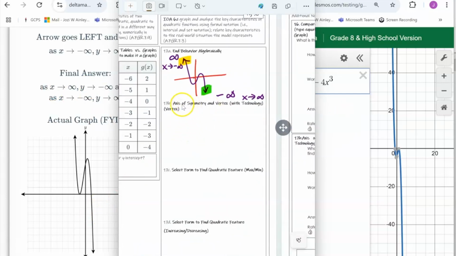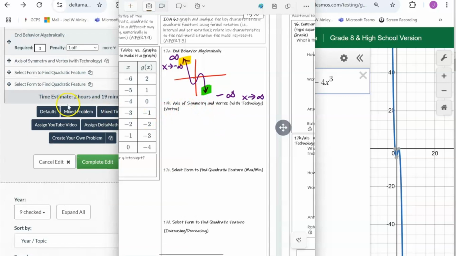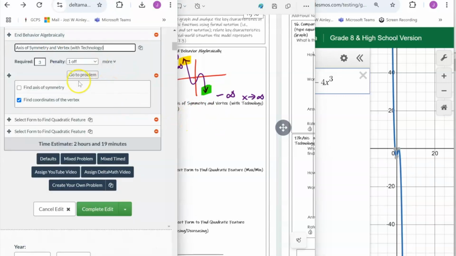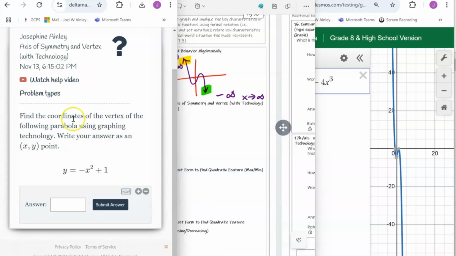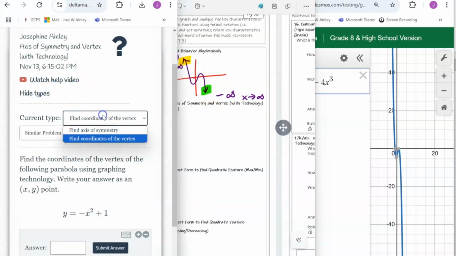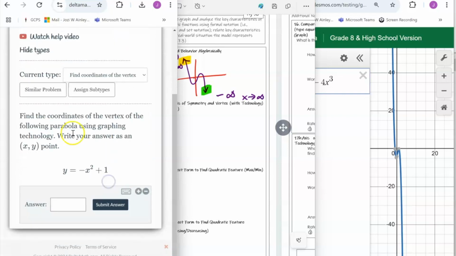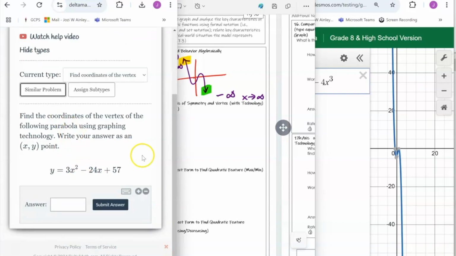Let's take a look at axis of symmetry. All right, so we're going to take a look at the next one, which is going to be axis of symmetry. So you're going to click on axis of symmetry and you're going to practice a question on that. They're going to give you whatever they're going to give you. I said specifically on Vertex, so I'm going to choose the one that says Vertex. So this is a Vertex problem. Let me see if it gets hard. Okay, like that. Boom. It doesn't matter.